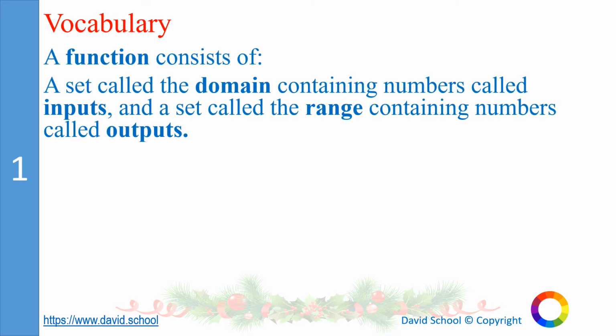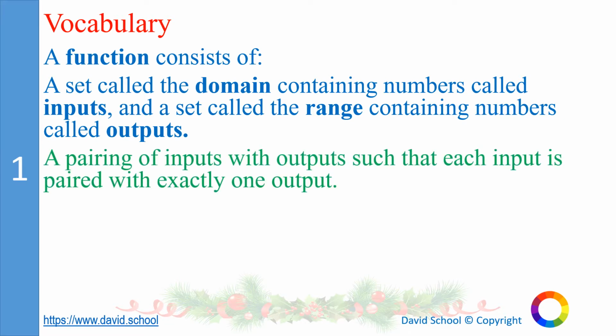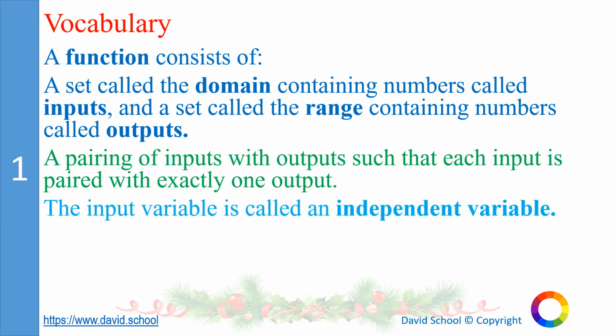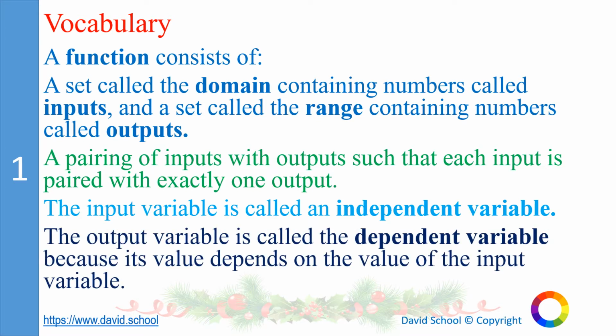A function consists of two sets. Domain is a set of inputs and the range is a set of outputs. A function is a pairing of inputs with outputs such that each input is paired with exactly one output. The input variable is called the independent variable and the output is called the dependent variable.